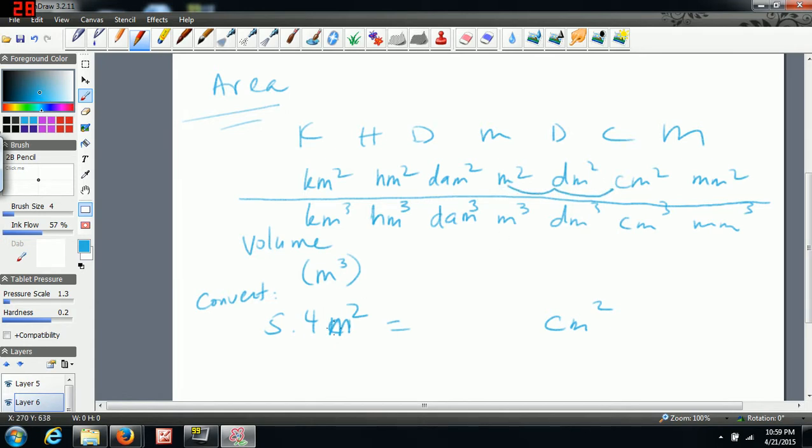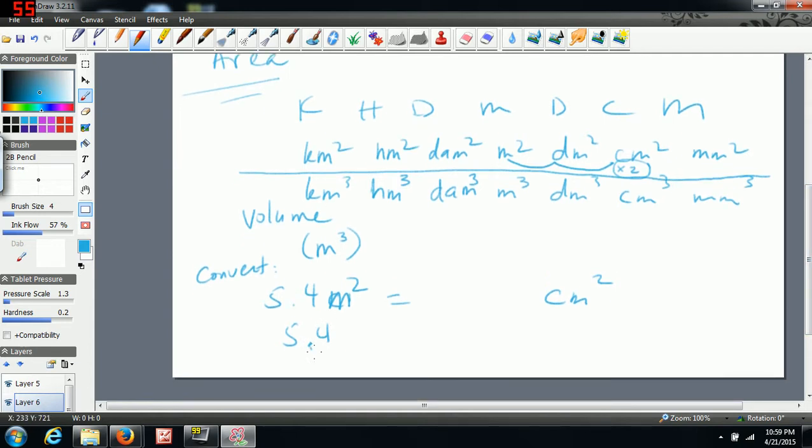However, because it is squared, your conversion gets multiplied by 2, and that's important to remember. This is only for when you have these units squared. If it was just centimeters, hectometers, decameters, regular without the square, it would just be 1 time over. But because you have them squared, your conversion now gets multiplied by 2. So instead of moving the decimal over 2 units, you actually end up moving it over 4 units, and you fill with 0, so that would be 54,000 centimeters squared.